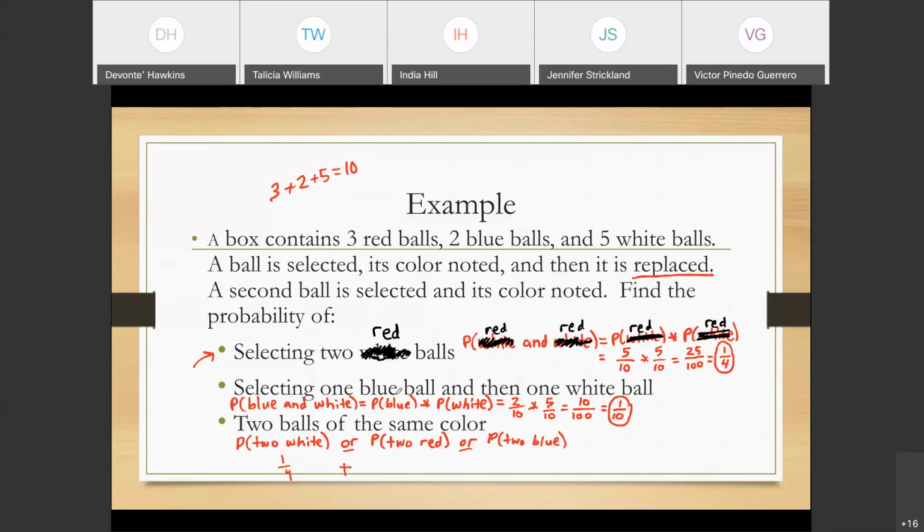2/10. 3/10, right? We have 3 red, yeah? Okay, so we would have a 3 right here and a 3 right here. So I'm just fixing that as I go. All right, and so our answer would be 3 times 3 is 9, and 10 times 10 would be 100. All right, so everybody okay with that? 9/100 for the 2 reds.